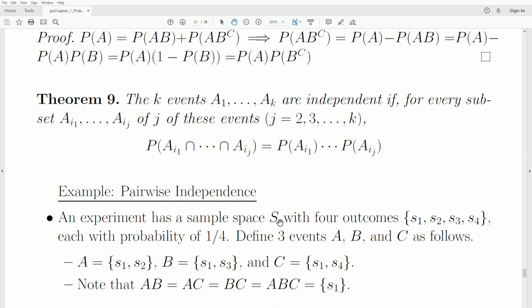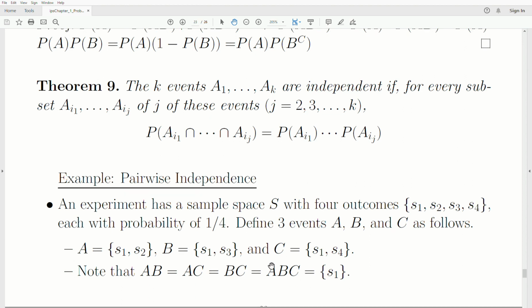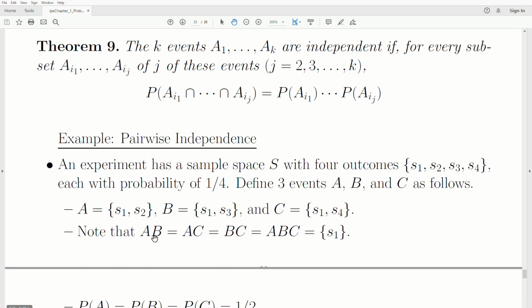And so an experiment has a sample space S with 4 outcomes, S1, S2, S3, S4, each with probability 1/4, right? So you add them up, that equals 1. So the probability of S is 1. Define three events A, B, and C as follows. A is {S1, S2}, B is {S1, S3}, and C is {S1, S4}. Note that the intersection A intersect B is S1, right? S1 is the only one common. The intersections A and C, B and C, and actually the three-way intersection ABC are all S1.